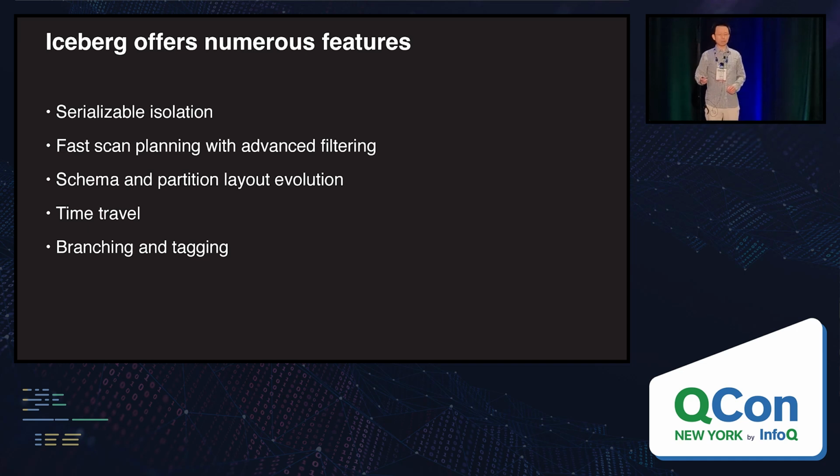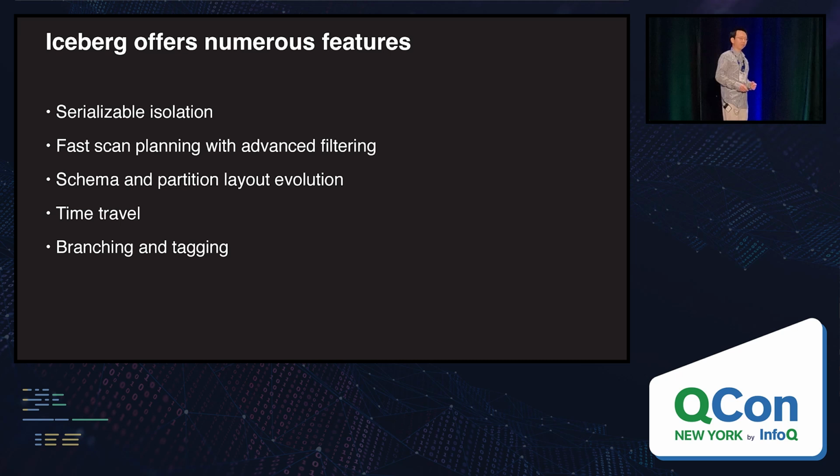Iceberg brings numerous benefits. First, it provides serializable isolation. All table changes are atomic. Readers will never see partial or uncommitted data. Iceberg supports fast scan planning with advanced filtering using partitions and column-level statistics. Iceberg supports safe schema and partition evolution. It supports time travel, which enables reproducible query using the exact same snapshot in the Iceberg table.